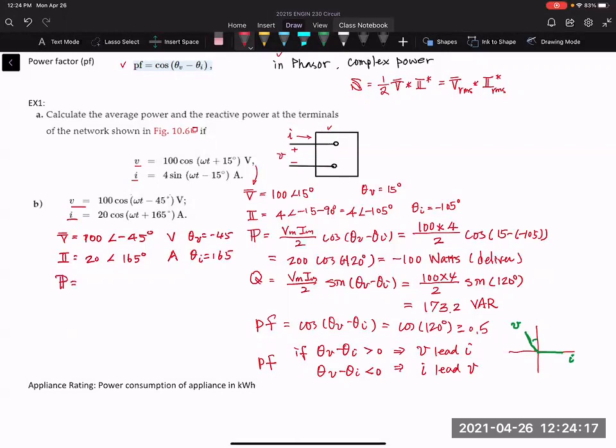The P is 100 times 20 divided by 2 with a cosine of minus 45 minus 165. And that's how you get this power P. And same thing, you do the Q, 100 times 20 divided by 2, and then this will be sine of minus, that will be 210, right? Minus 210.